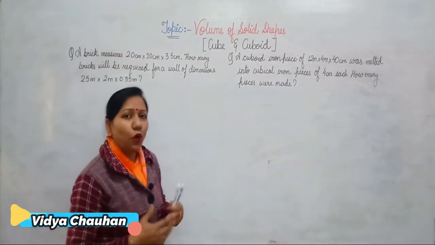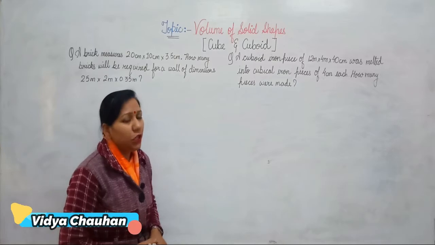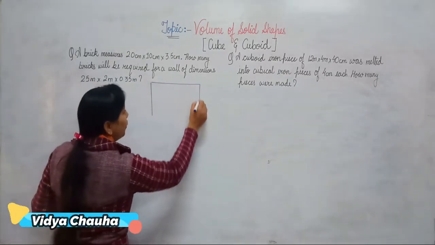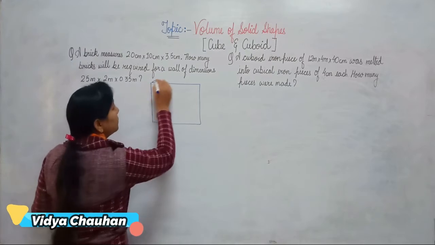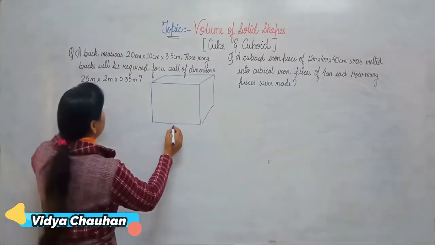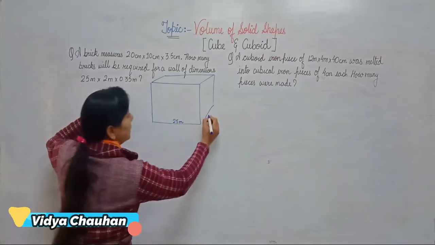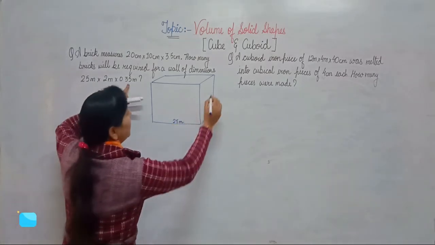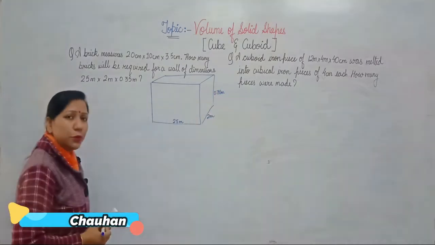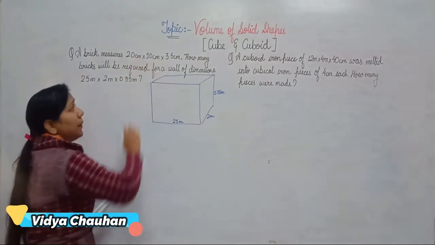As you all know, the wall is also in the shape of a cuboid and the brick is also in the shape of a cuboid. So if I talk about its figure, let's suppose this is our cuboidal wall. The dimensions of the wall are given in meters: 25 meter is the length, 2 meter the breadth and 0.35 meter the height. So let's suppose this is our wall in which we have to put the bricks.